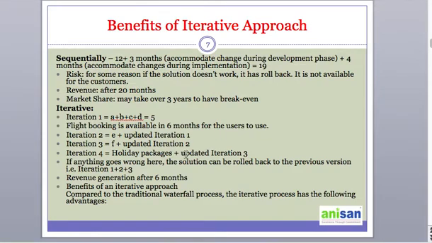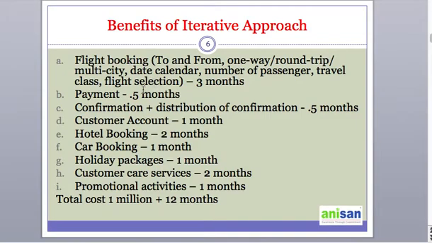This is what I just mentioned. Let me see if I missed out any benefits. I'm sorry, earlier the numbers were a bit different, because the numbers here I have taken as 3 months, 0.5 months, 0.5 months, customer account 1 month, hotel booking 2 months, car booking 1 month. So the numbers are slightly different here, but this is anyway a hypothetical situation. You could consider this also as the example.